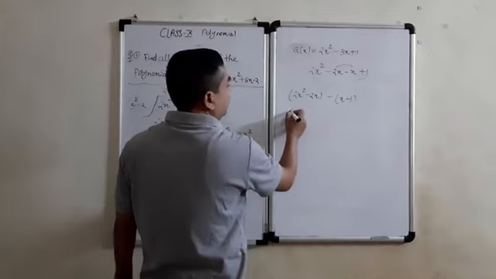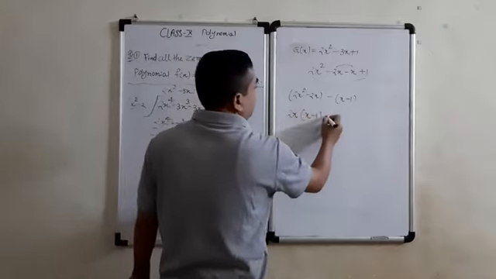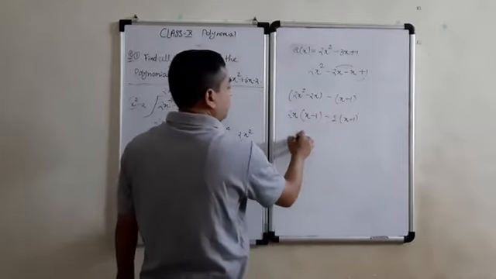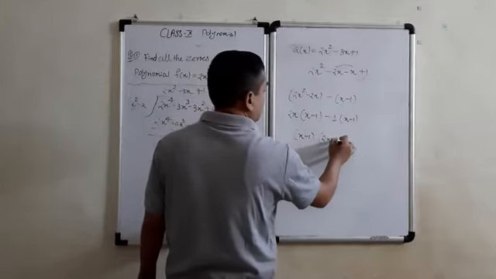Now what can we take common here? 2x we can take common, here x minus 1. In the other there is nothing to take common, so 1 we can take common, x minus 1. So from both we will take x minus 1 as a common factor. So what will remain here is 2x, and here minus 1.